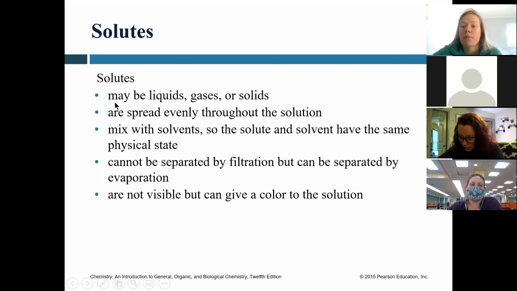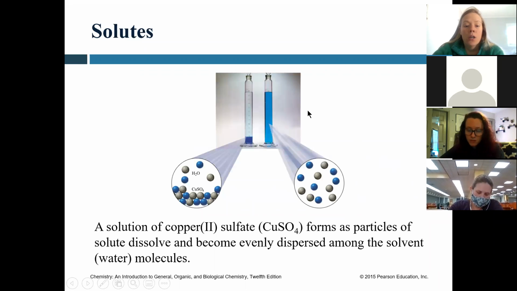The solute, whatever is getting dissolved, is not visible, but can give a color to the solution. Not in the instance of salt in salt water, but there are other things that you can dissolve in water that will give it a little bit of a color change. So here is an example of copper(II) sulfate, which we used a couple times in 092 if you took that at AB Tech. When it dissolves in water, it'll give it this sort of bluish color. And it will break apart into its ions, so we'll have copper and sulfate.